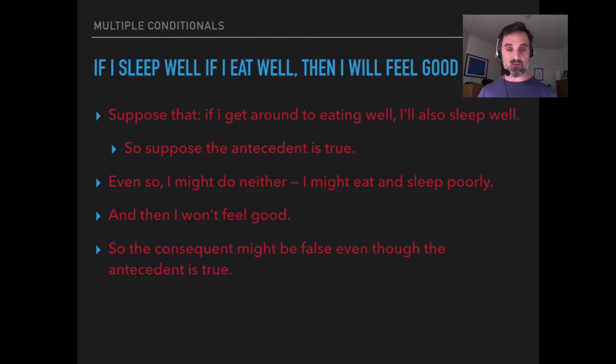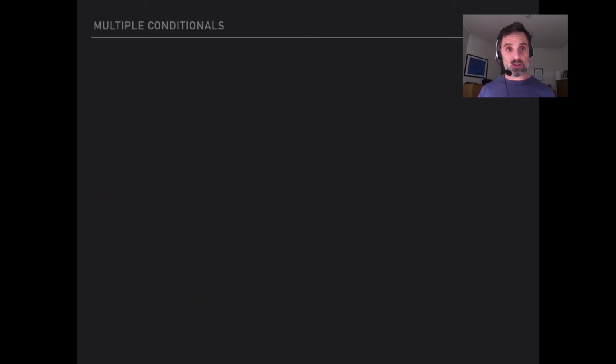The consequent might be false, I won't feel good, even though the antecedent is true. The consequent might be true. If I did eat well, then I would also sleep well, and then I would feel good. But if I don't eat well, then I may not sleep well either, and then I won't feel good. So if the antecedent is true, how likely is the consequent to be true? Somewhat, but not guaranteed to be true. So the conditional, the whole thing, might be false.